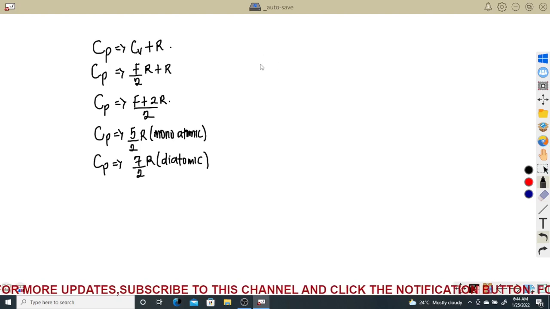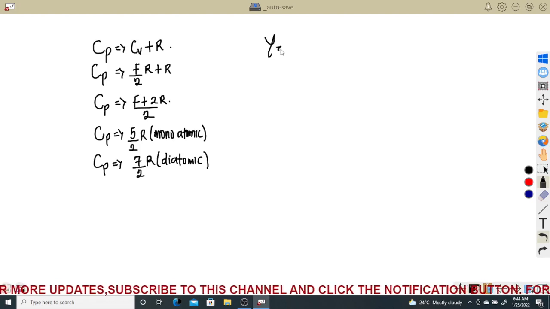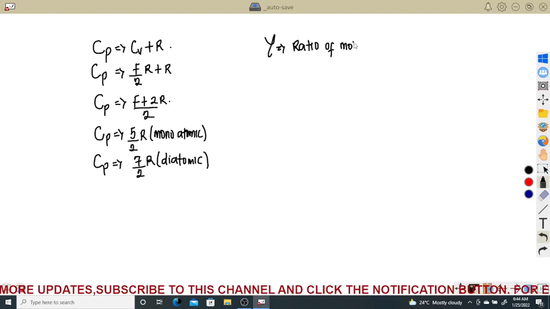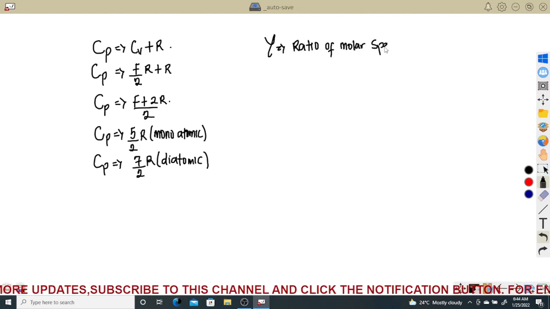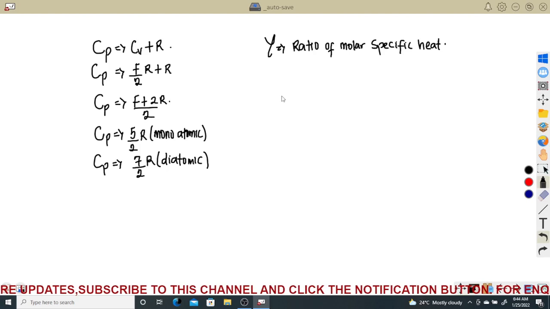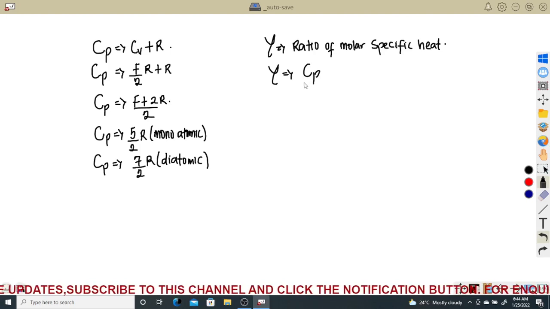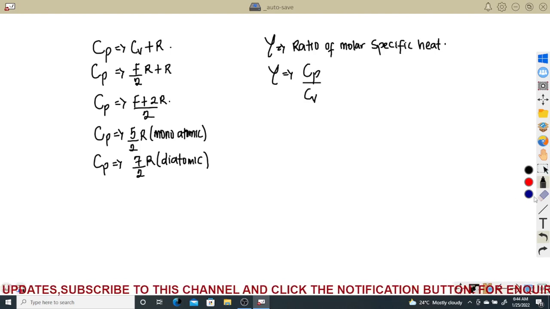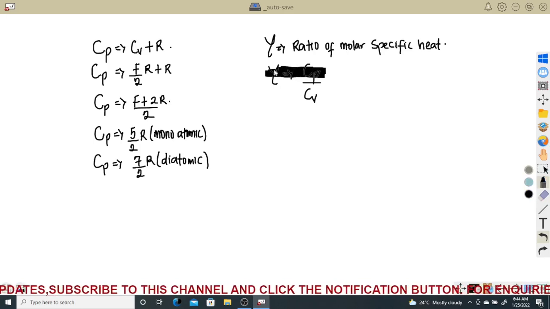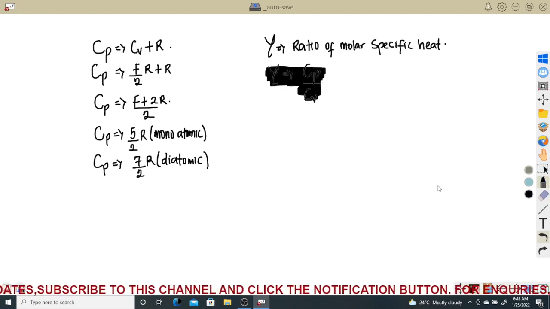And again, we define another important parameter under this. We call it gamma, the ratio of molar specific heats. The ratio of molar specific heats, which is gamma, is given as Cp divided by Cv. So keep that in mind. Let me also highlight that it is very important. The ratio of molar specific heats is called gamma. That is the interpretation we give to that.